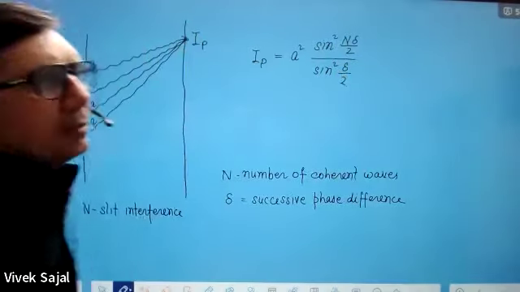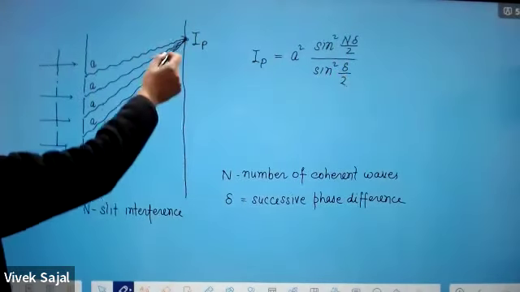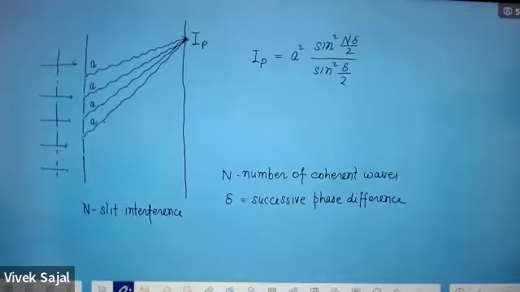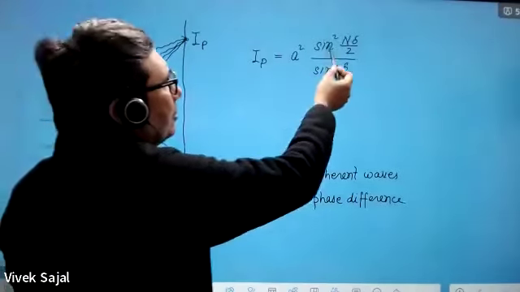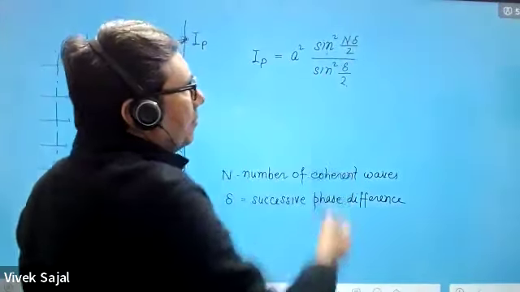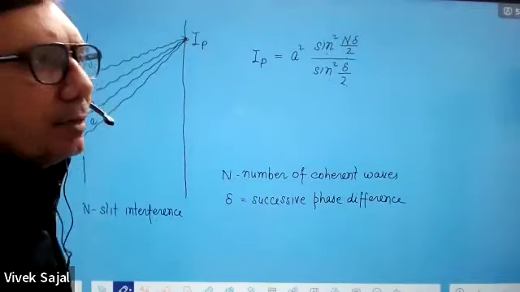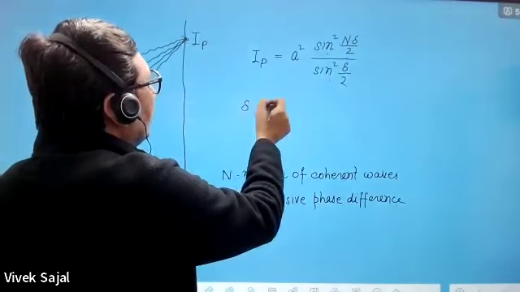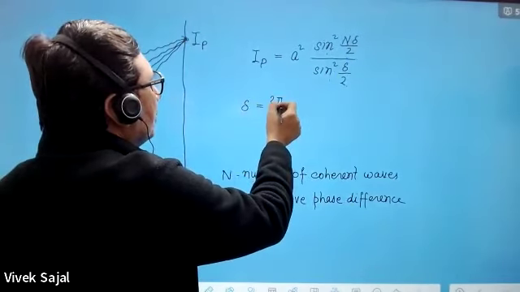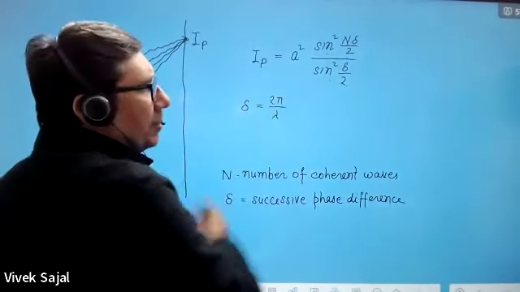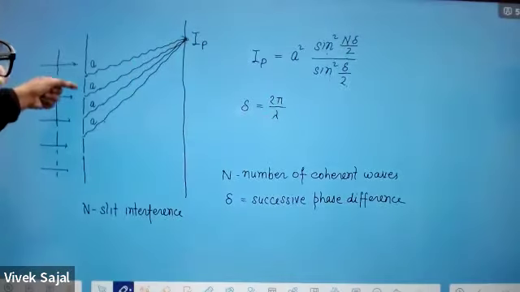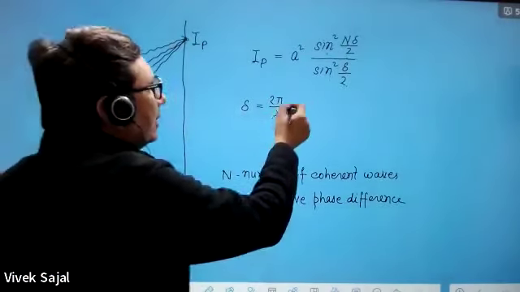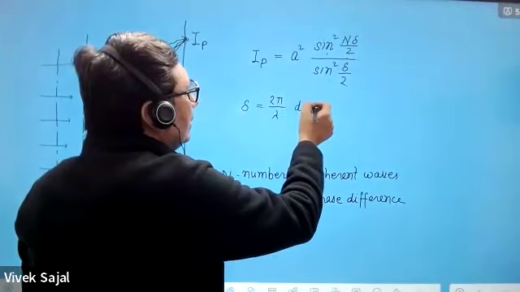This will be the intensity at an arbitrary point. This will be A square sin square n delta by 2 divided by sin square delta by 2. What is delta here? Delta is 2 pi by lambda. Here, because they were point slits, this was equal to d sine theta.